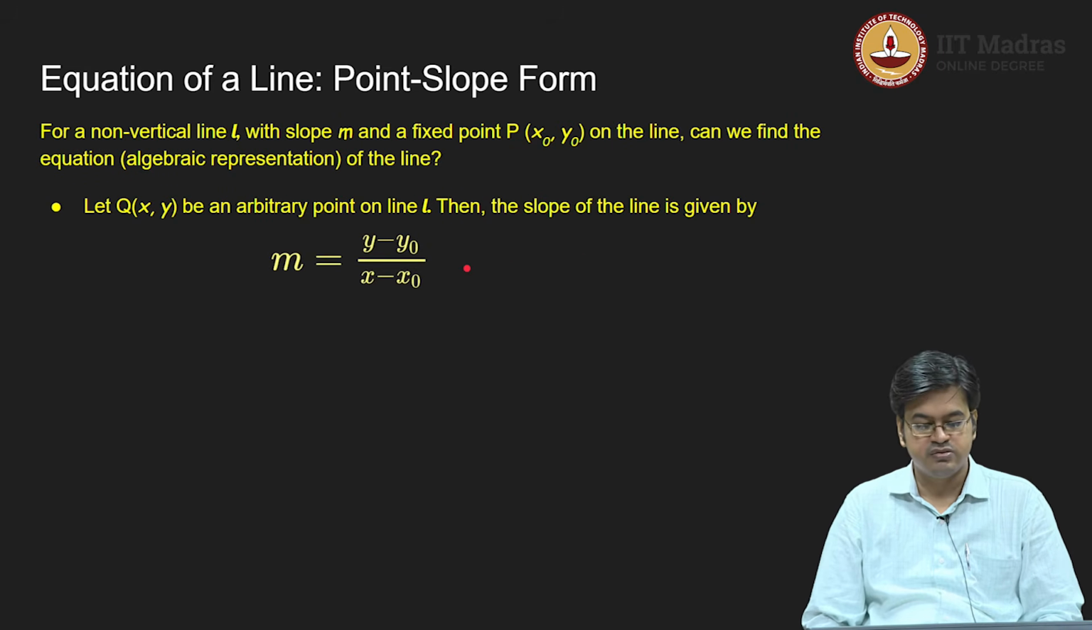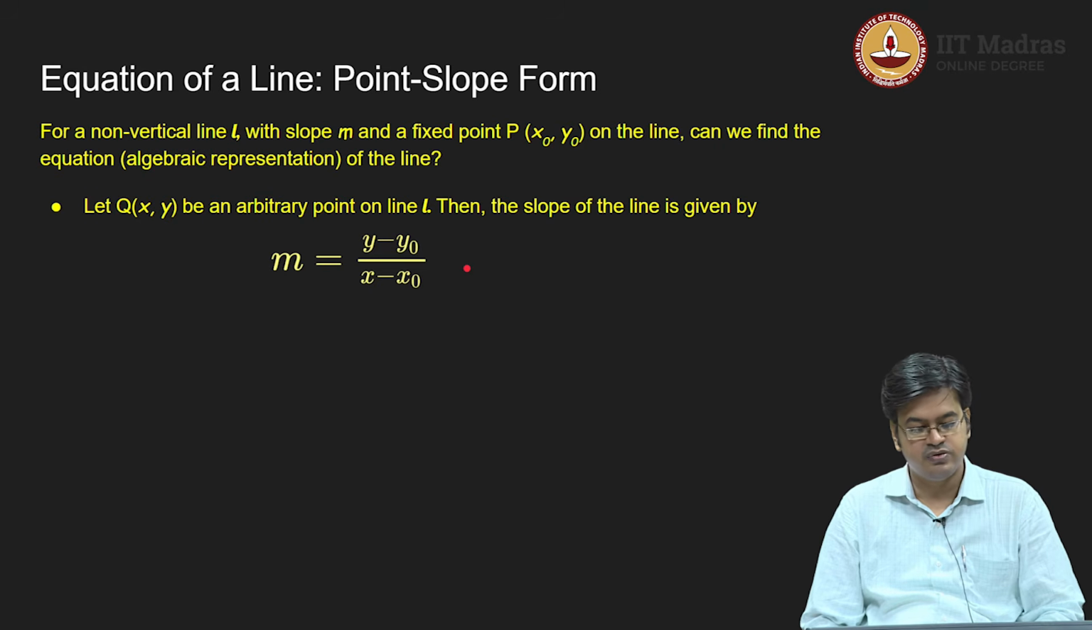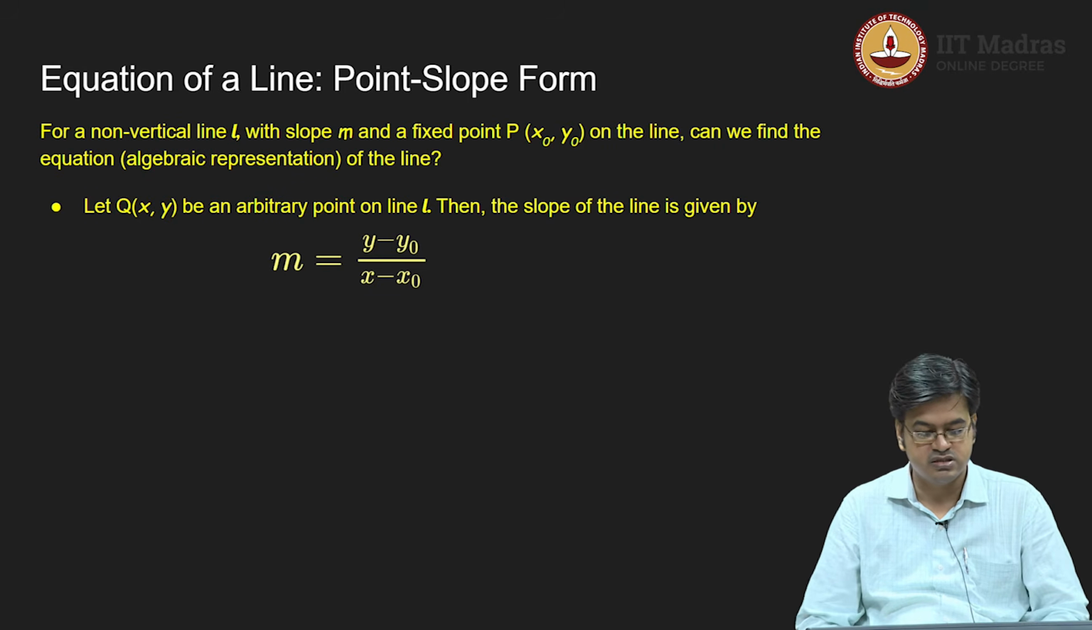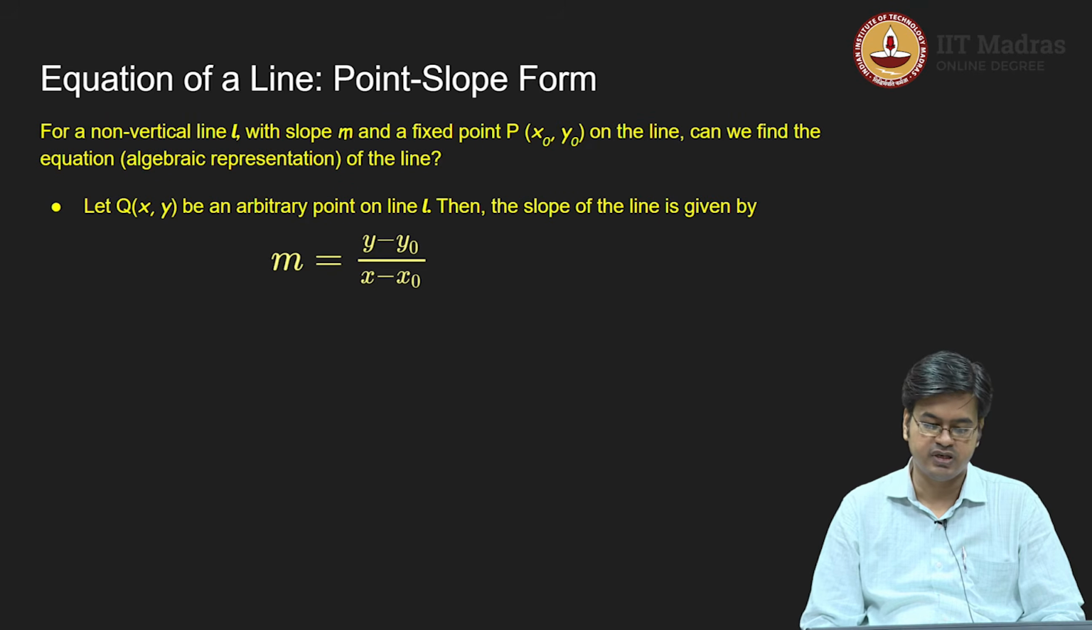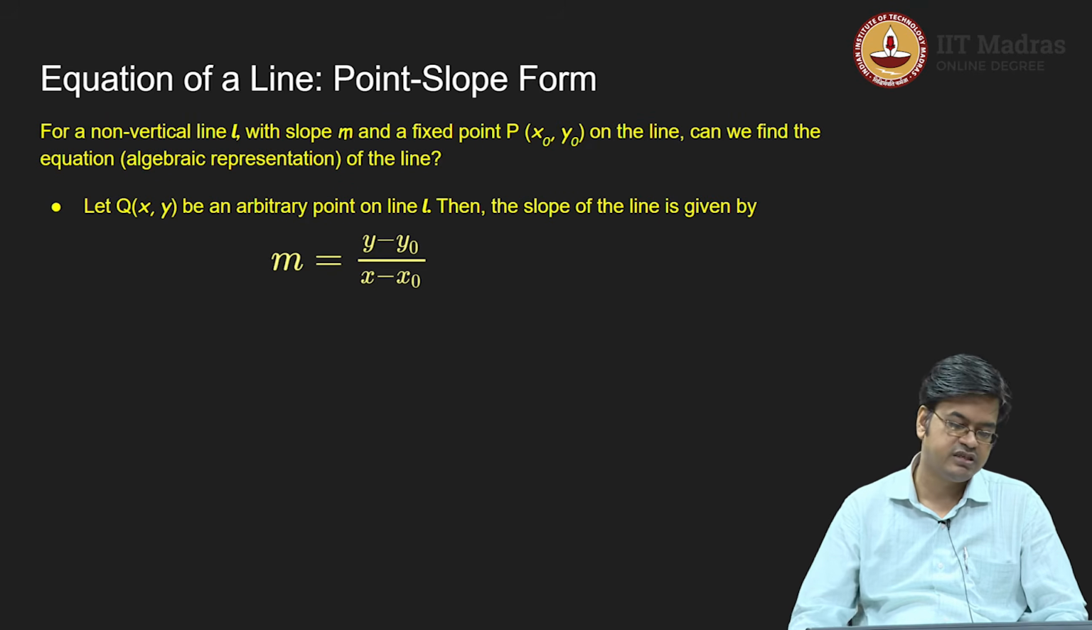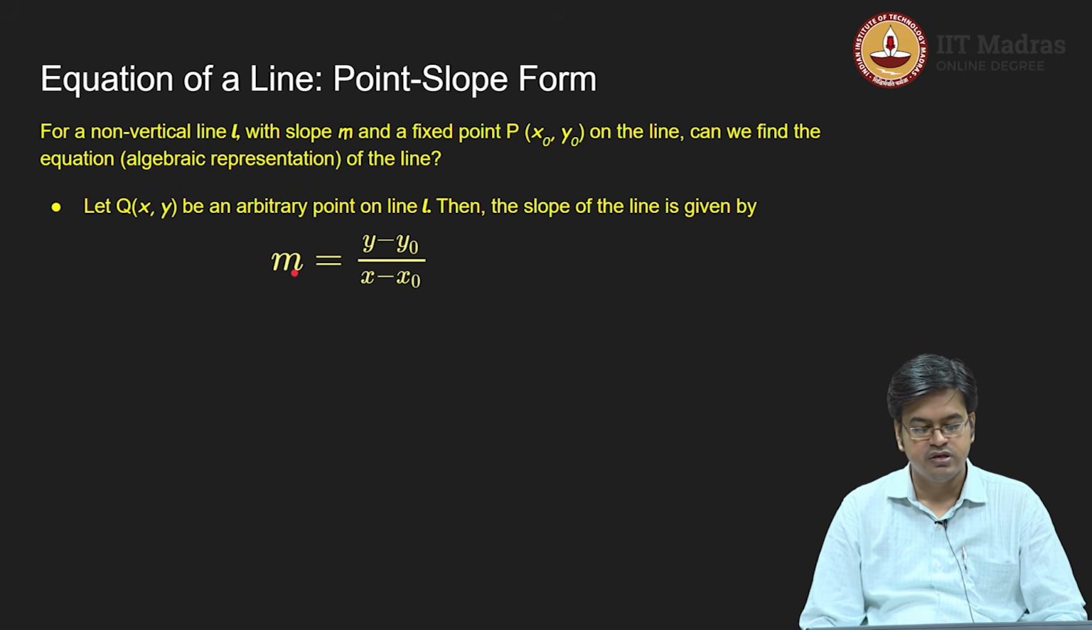It has nothing to do with tan of theta. Even if you have it, you can find out what is tan of theta, but since nothing is known in specific, we cannot find the tan of theta. But tan of theta is anyway given to you in terms of slope. Okay. So now I have m is equal to y minus y naught upon x minus x naught.